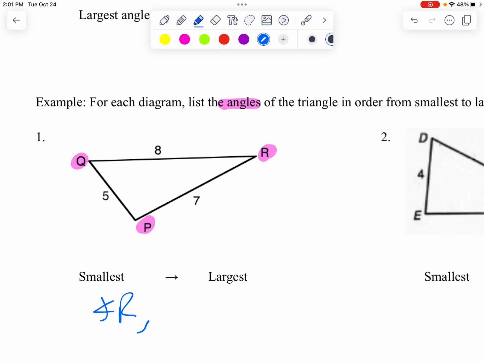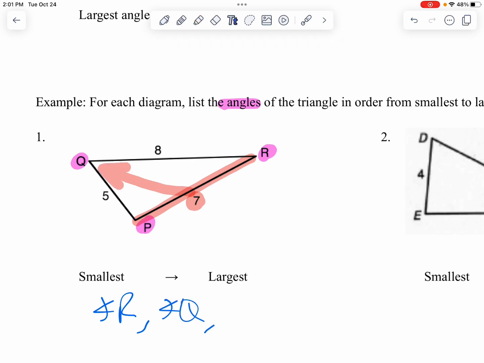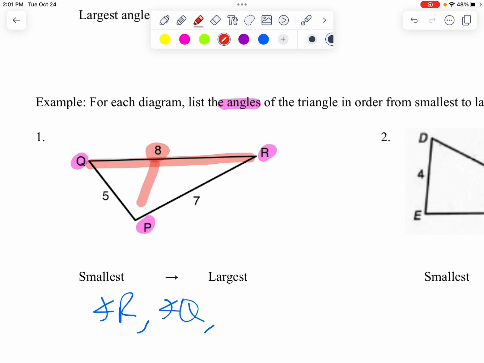So we have to just put them in order. Okay, so we already did the 5. Let's talk about the 7. This side is in the middle. That means that it is across from this angle, angle Q. And the biggest side is across from the biggest angle. Here's the biggest side. It's labeled 8, and it is across from the biggest angle, which is P.